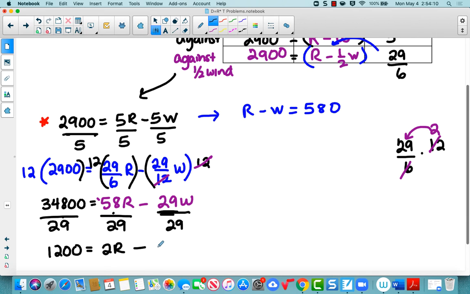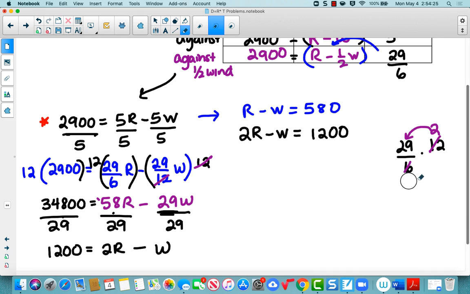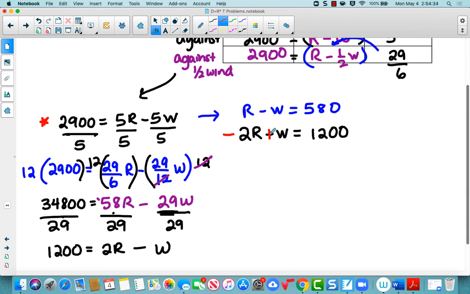minus W. So I'm going to write it up here. 2R minus W equals 1200. Now I know that might seem like a lot of work, but it's a lot less work than if you tried to use the huge numbers. All right, so now I can see I can easily use elimination if I multiply the bottom equation by a negative. So I'm going to multiply that by -1, getting negative 2R, positive W, negative 1200.